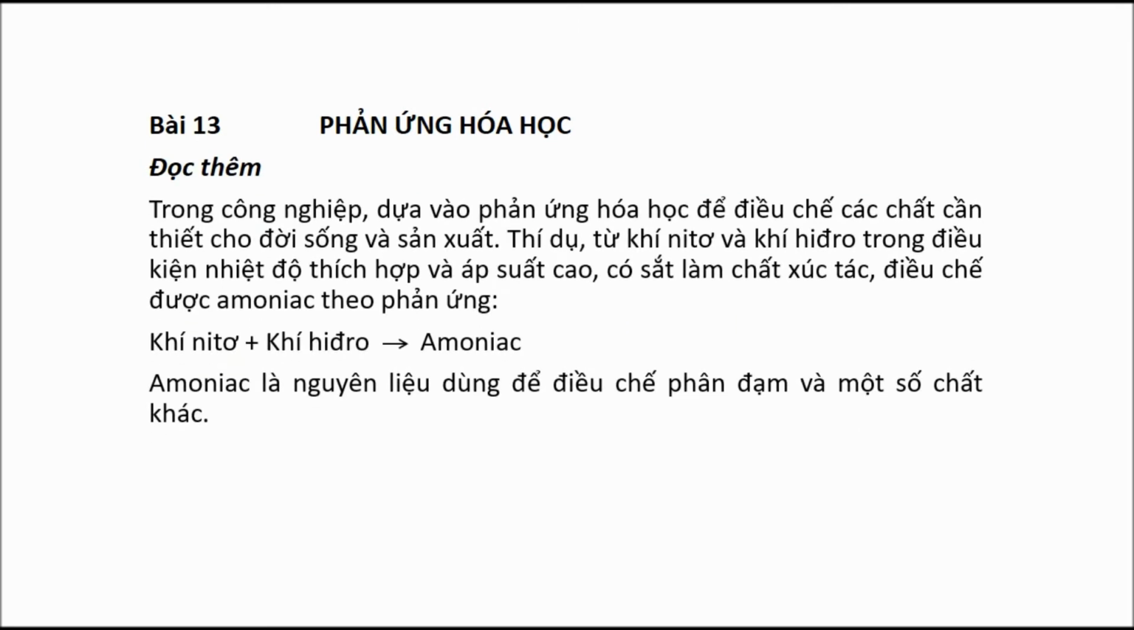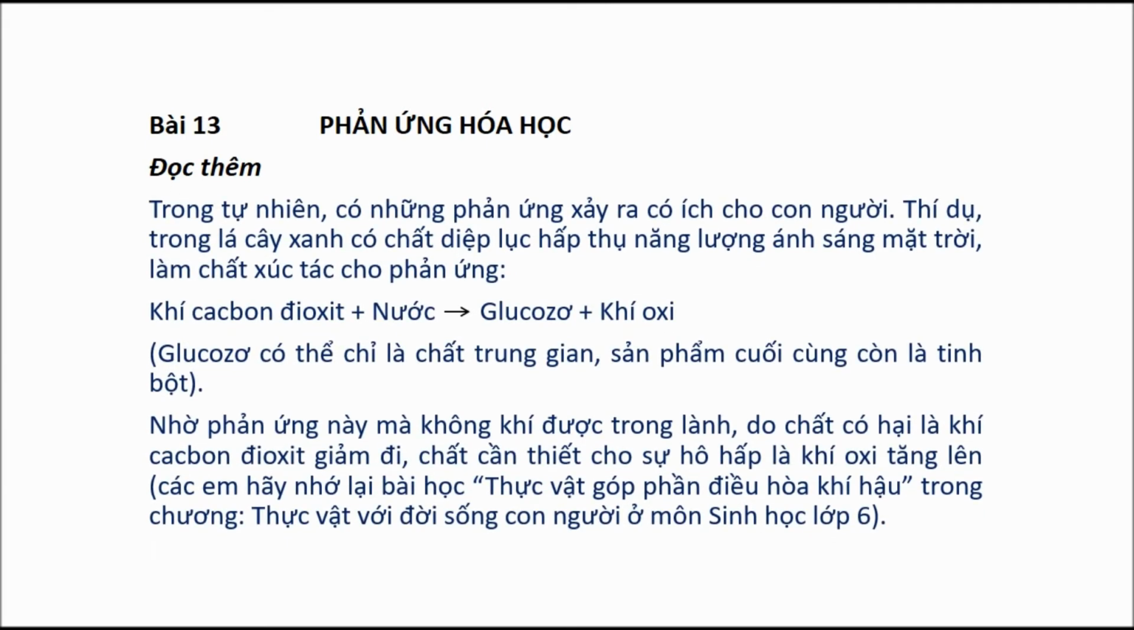Further reading. In industry, essential substances for life and production are made based on chemical reactions. For example, ammonia is produced from nitrogen and hydrogen gases in suitable conditions of high pressure, and iron as the catalyst. As in the following reaction: nitrogen gas reacts with hydrogen gas to form ammonia. Ammonia is the material for manufacturing fertilizers and other substances.